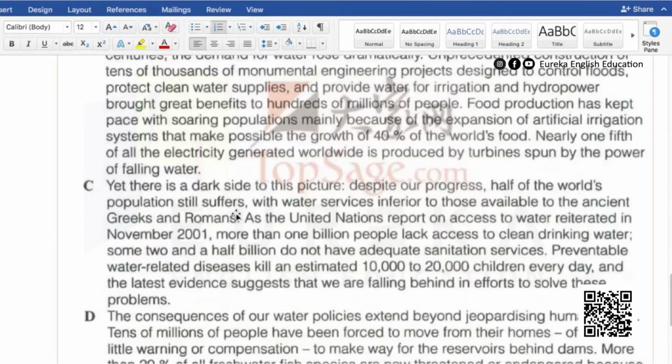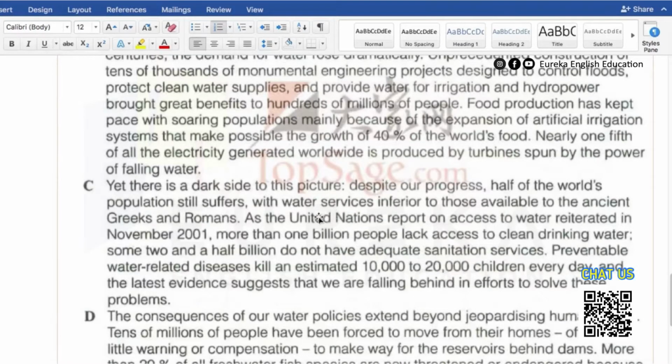Romans. If we pay attention quite closely to this sentence, I think it talks about how the world population, half of the world population specifically, suffer. So there is a progress, but how does half of the world population suffer related to the water services? And then we see the detail in the rest of the sentences. So we talk about the problem in detail. People are suffering, half of the world population suffer.